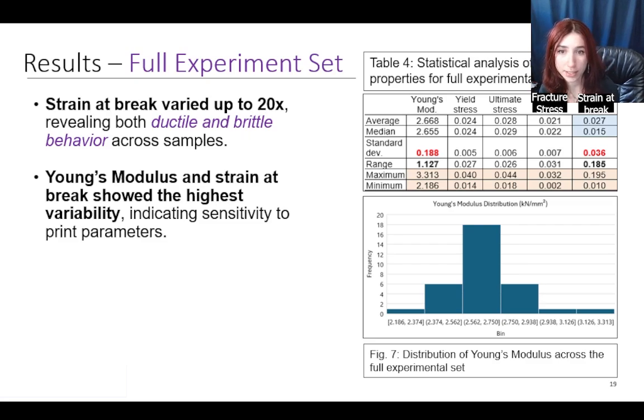Our Young's modulus and strain at break also showed the highest variability, indicating sensitivity to the print parameters we were using. I mean, right off the get-go, if you're somebody who's been 3D printing for a while, you already know that build orientation and raster angle play huge roles in the strength of our final parts. What this research further explores is how to quantify just how big those differences are.